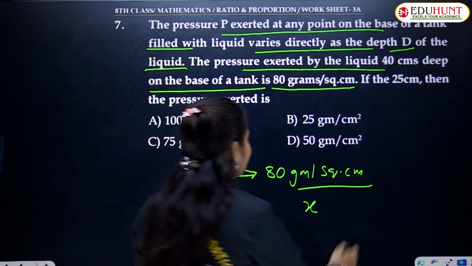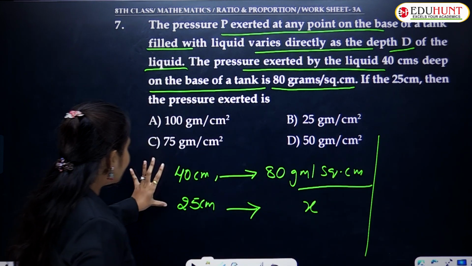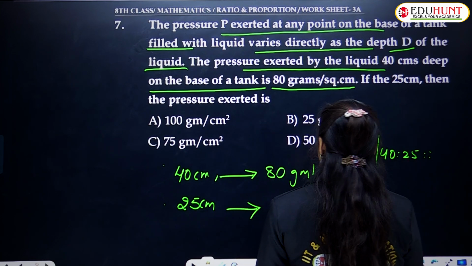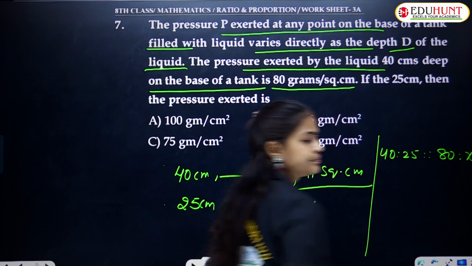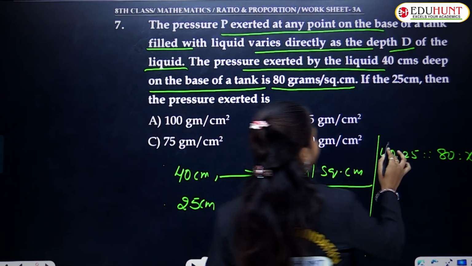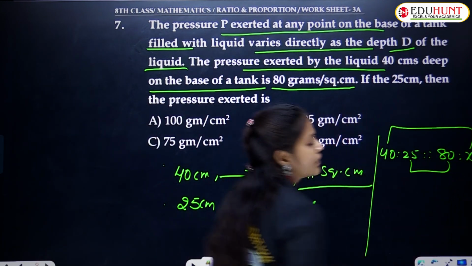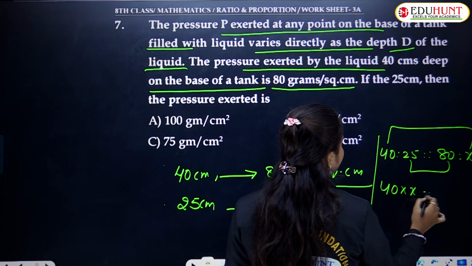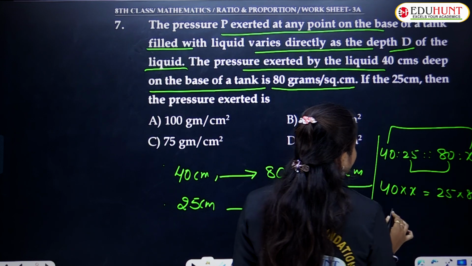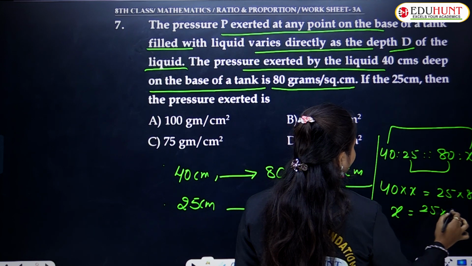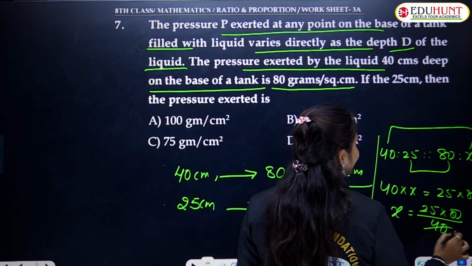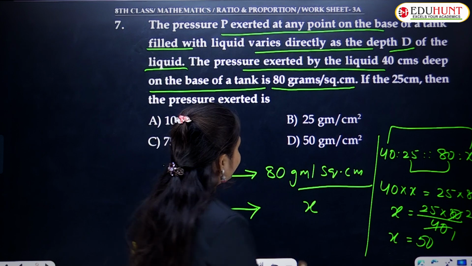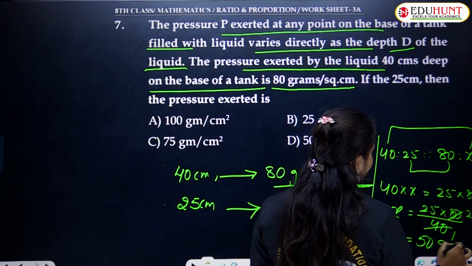Again, write that relation. What is the relation? 40 is to 25 as 80 is to x. So 40 into x is equal to 25 into 80. From this, x is equal to 25 into 80 by 40. Cancelling, x is equal to 50. So x is equal to 50 gram per square centimeter.